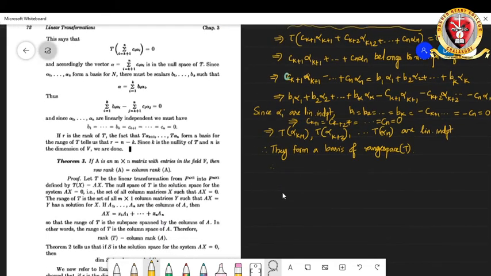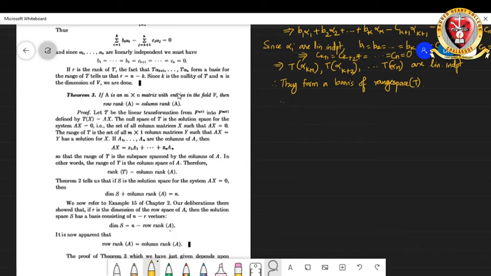Now you have to prove theorem 3, which says that if A is an m by n matrix with entries in the field F, then the row rank of A is equal to the column rank of A. So to prove it, suppose T is a linear transformation from F n to F m, and define it such that T of x is equal to Ax, where x is an n by 1 matrix, and here A will be an m by n matrix.